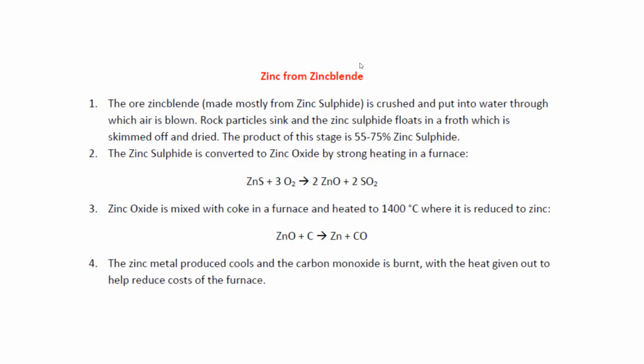The naturally occurring compound of zinc is zinc sulfide, which is also known as zinc blende. Like the ore of aluminum is bauxite, whereas the ore of zinc is zinc blende, which is mostly zinc sulfide.